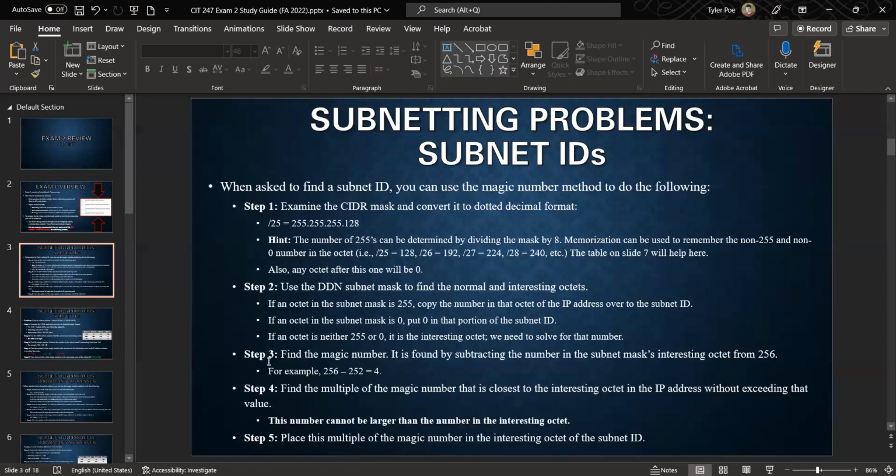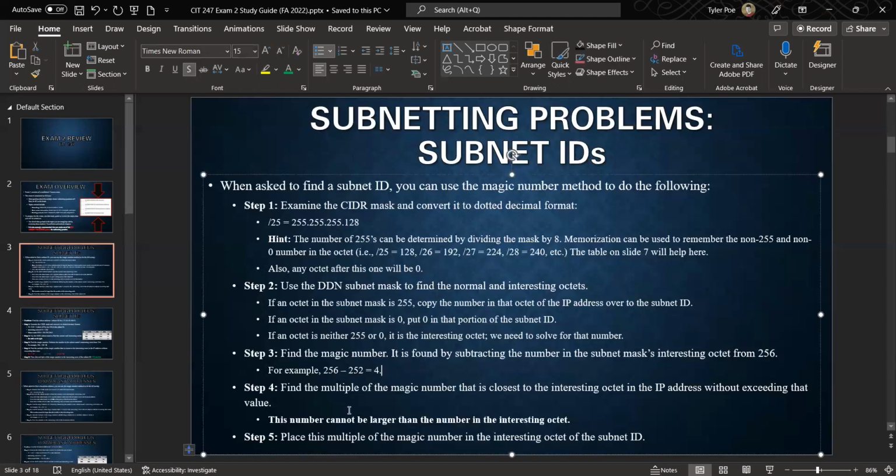So the next step is to find the magic number. It is found by subtracting the number in the subnet mask's interesting octet from 256, and this is another reason to memorize these. We're going to have a consistent example in the next slide. But for example, if the interesting octet in the subnet mask is 252, you subtract it from 256, and you get the magic number of 4.